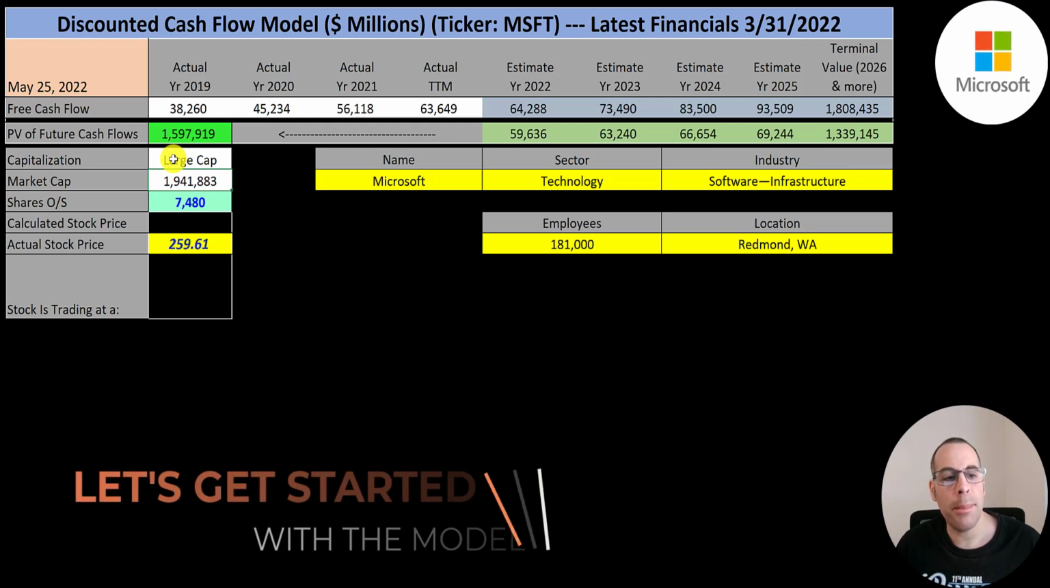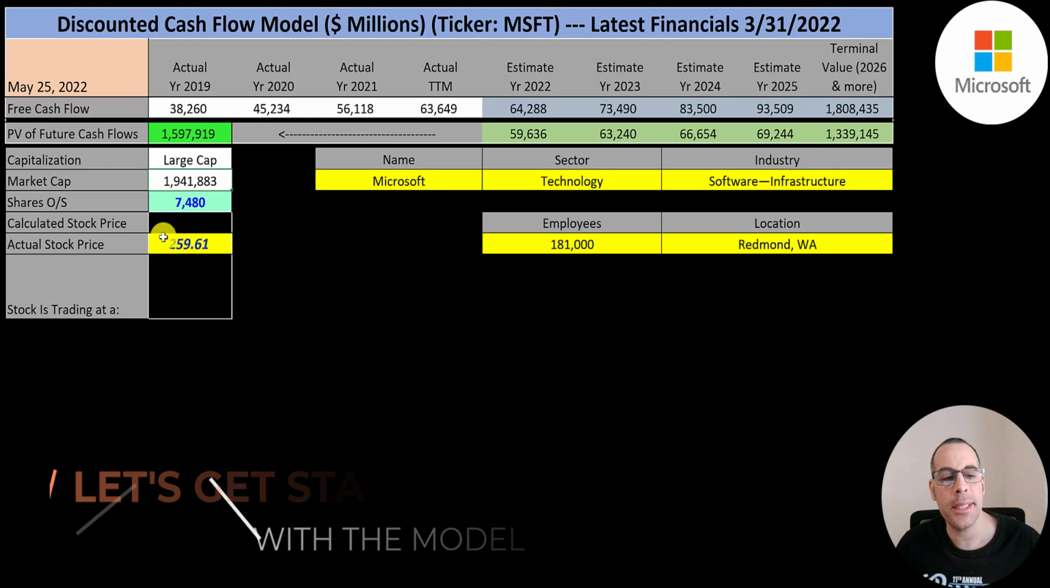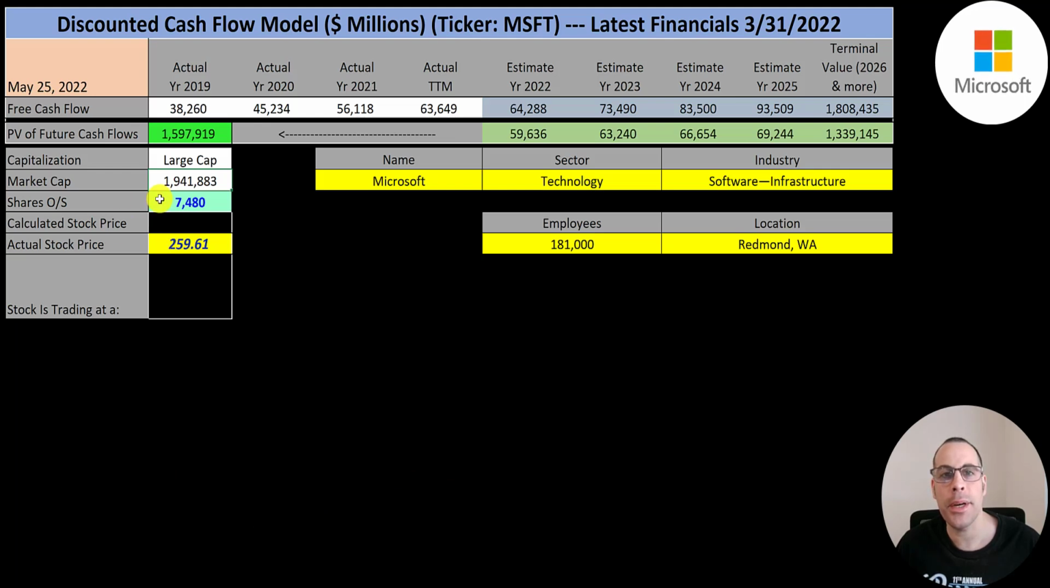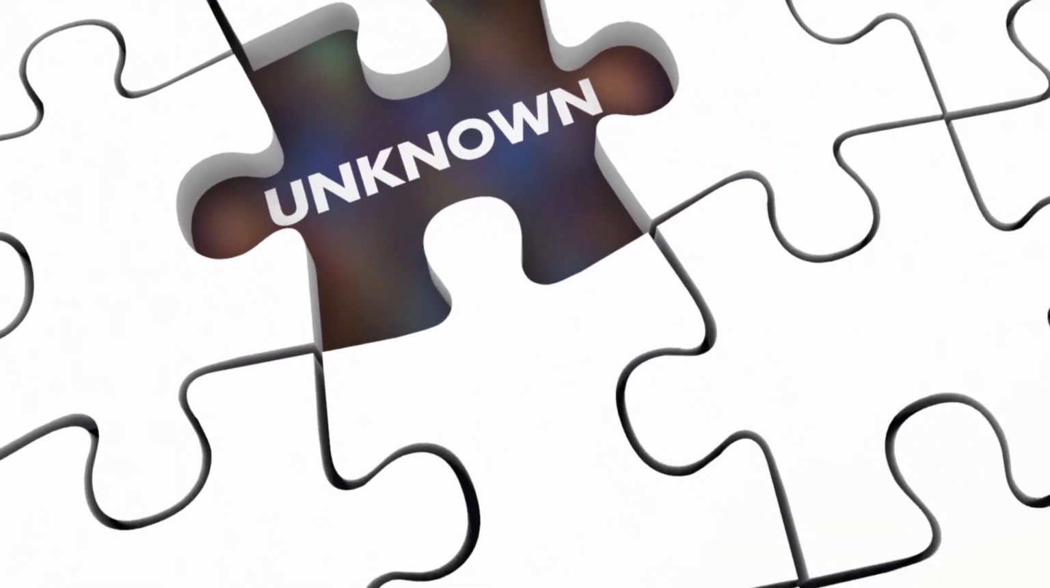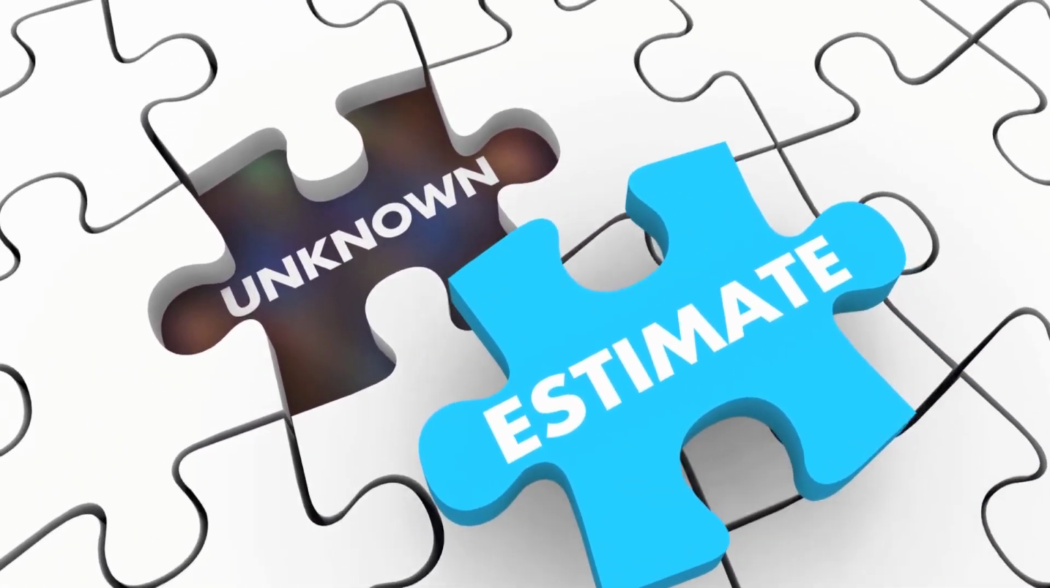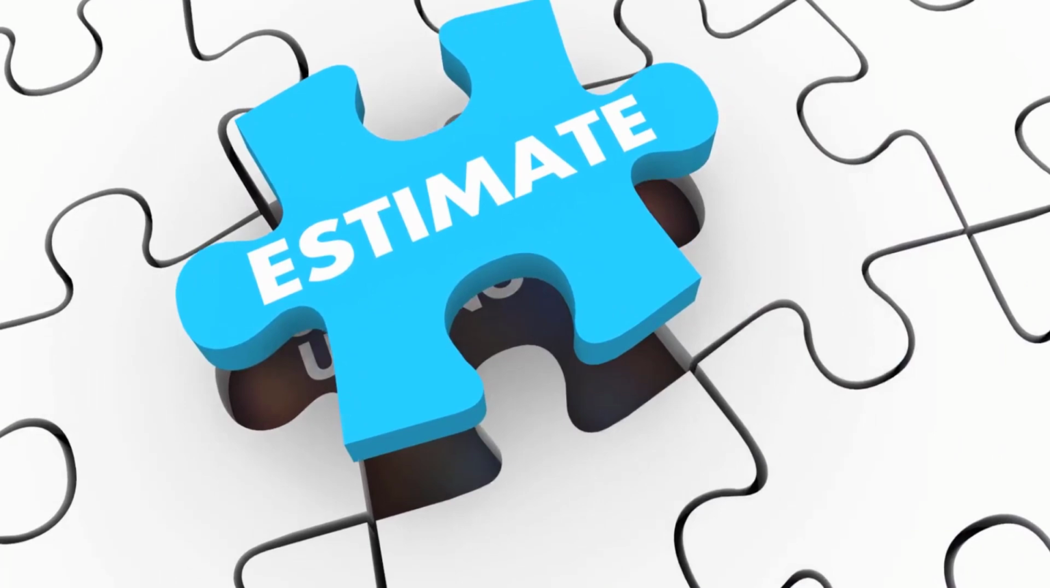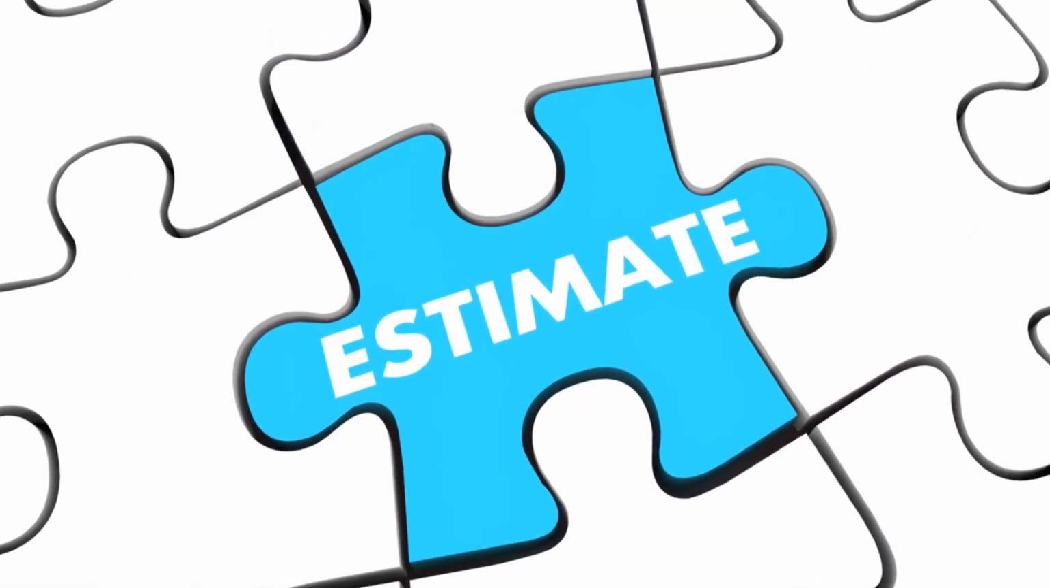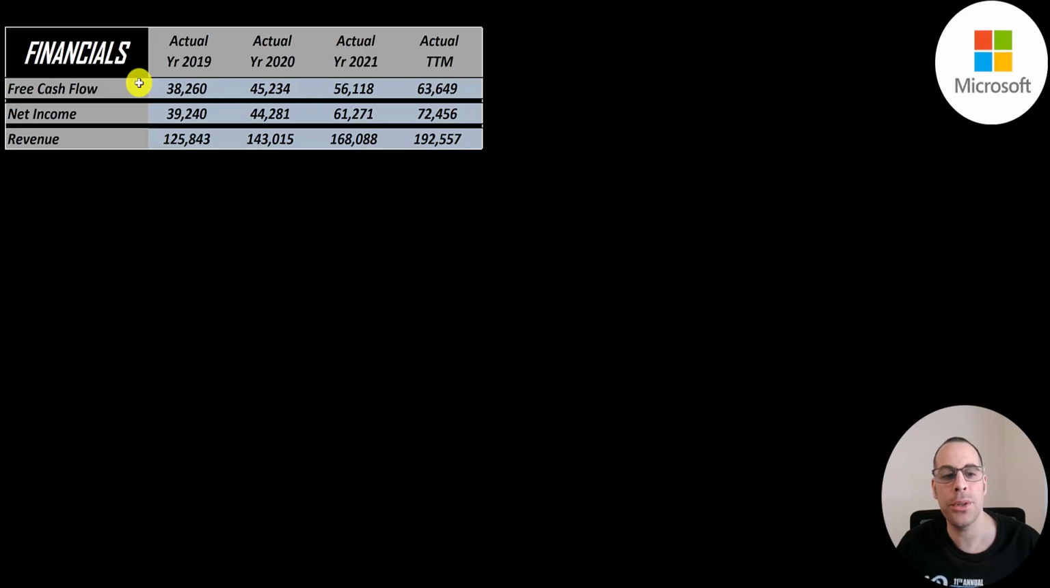This is a large cap company, 1.9 trillion market cap. They're trading at $260 a share, and they have 7.5 billion shares outstanding. Let's look at their financials. The way you value a company is you estimate the free cash flows into the future and then you discount those numbers back to today's value. That's what we're doing in this video.